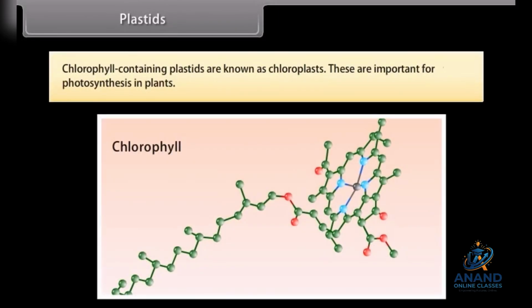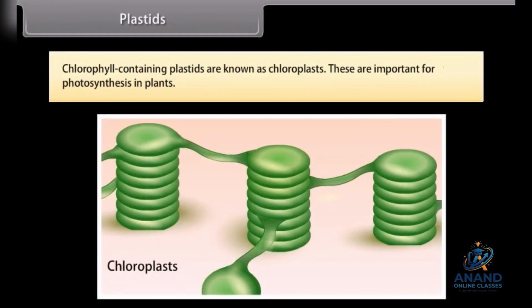Chlorophyll-containing plastids are known as chloroplasts. These are important for photosynthesis in plants.